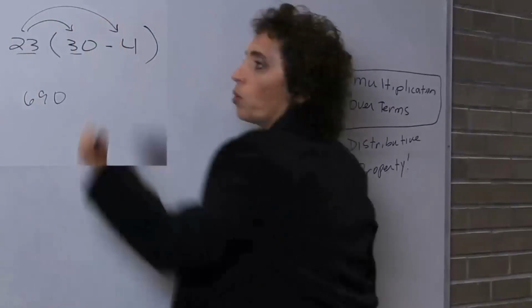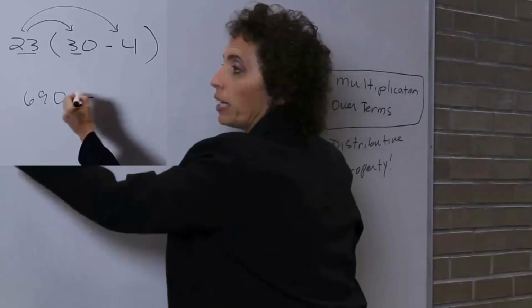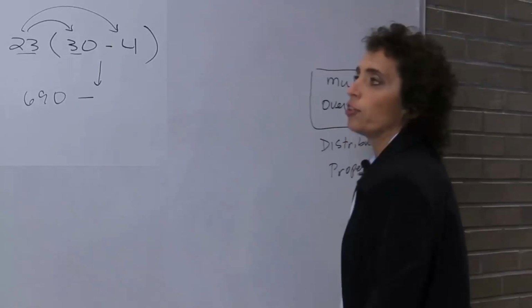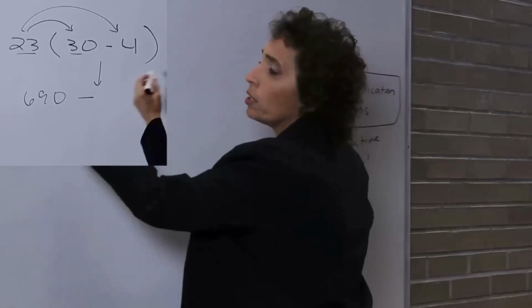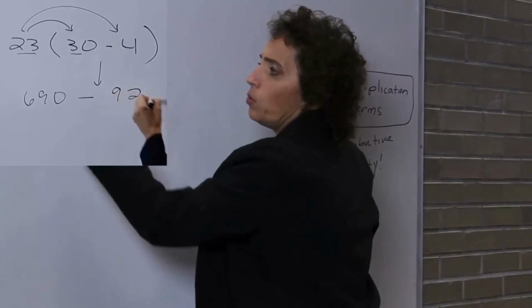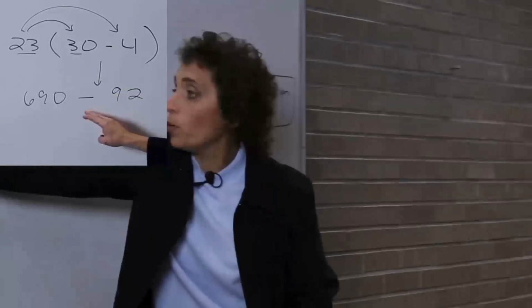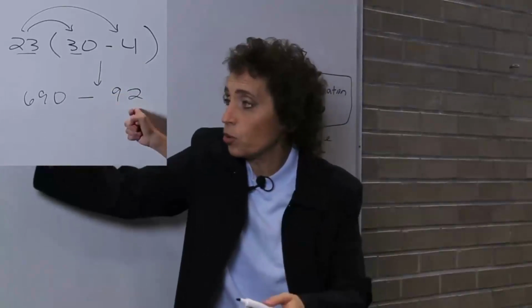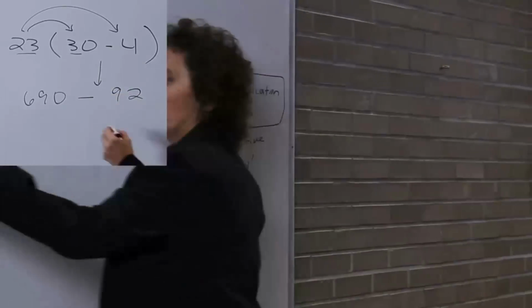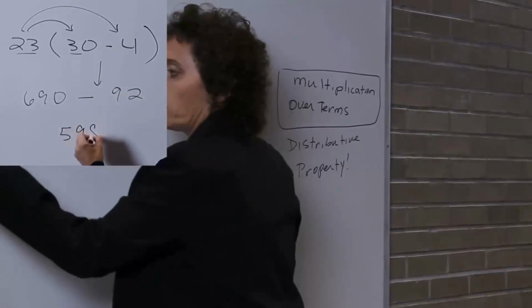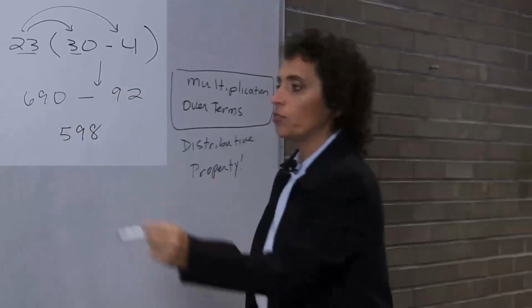23 times 4, and this is going to be a minus now. You just drop the minus down. Okay, 23 times 4 is 92. Now, this is a little hard to do in your head, maybe, but 690, we know what 690 minus 90 is. It's 600. So take 2 more away, so it's 598. Okay, so that answer is 598.